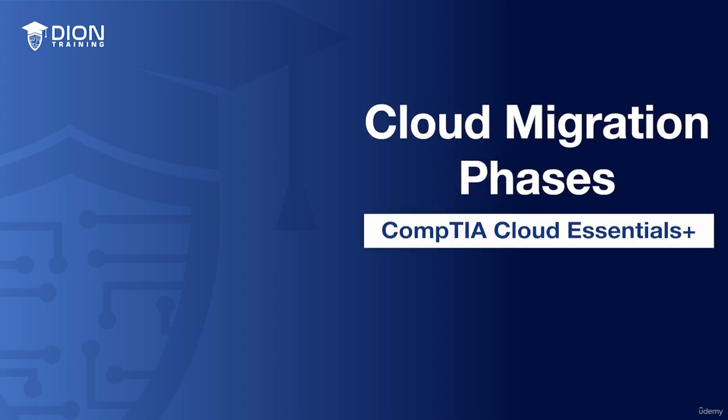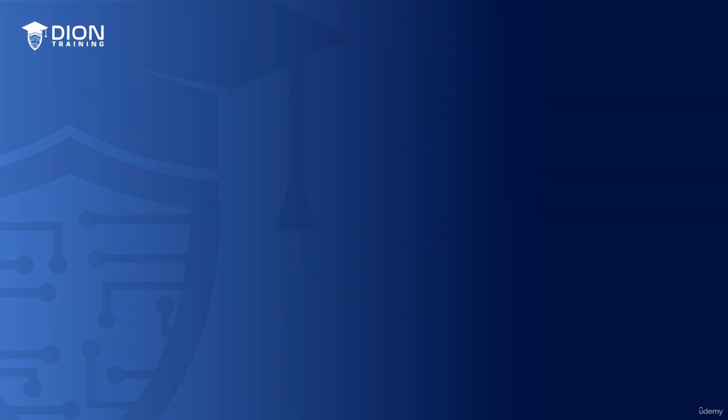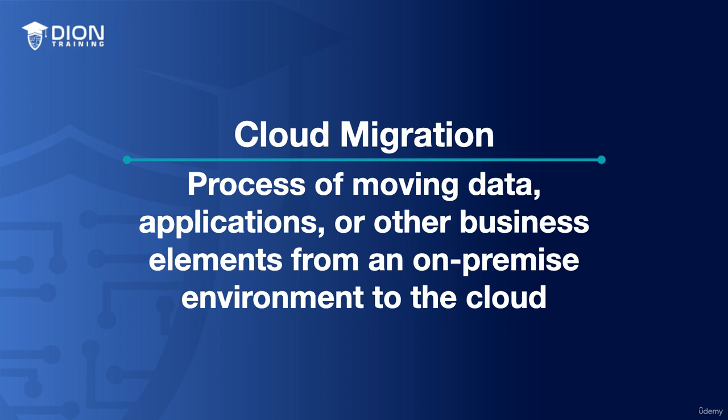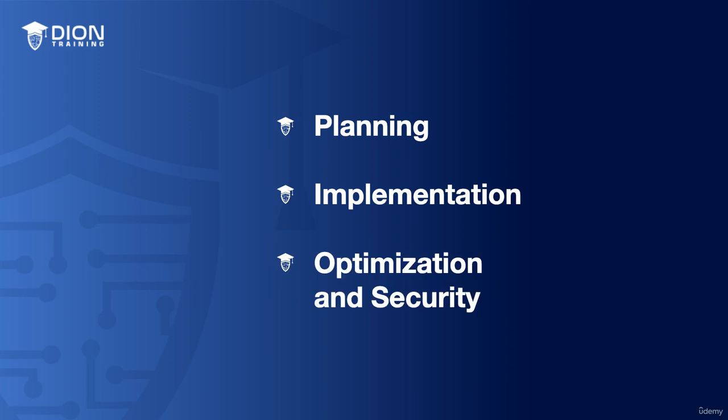In this lesson, we are going to discuss the phases of the cloud migration process. Cloud migration is the process of moving data, applications, or other business elements from an on-premise environment to the cloud. The process of cloud migration can be broken down into three main phases: planning, implementation, and then the optimization and security phase.